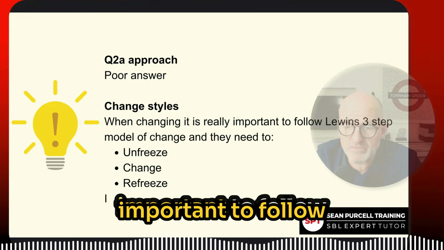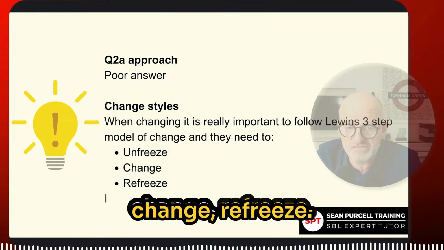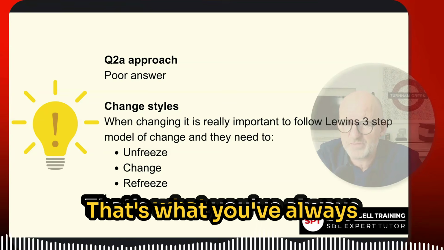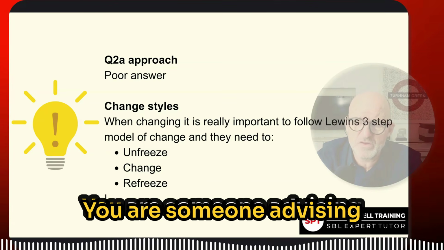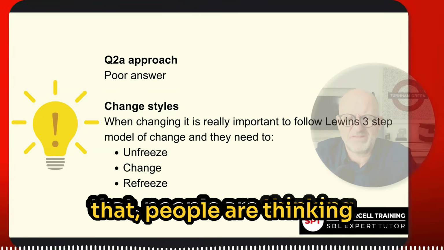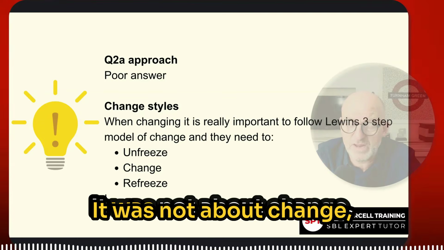When changing, it's really important to follow Lewin's 3-step model of change. And they need to unfreeze, change, refreeze. Can you imagine doing that in the workplace? That's what you've always got to come back to. You are someone advising people in the workplace. If you do something like that, people are thinking you're a bit weird. Anyway, that's not what we do. It was not about change.